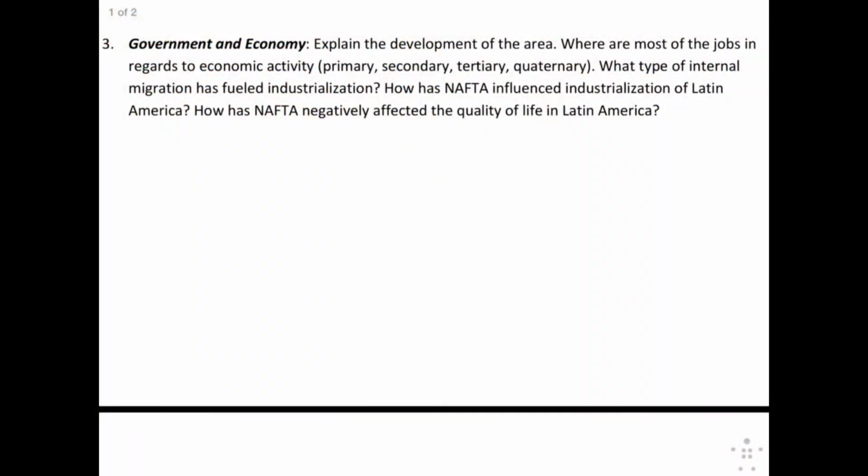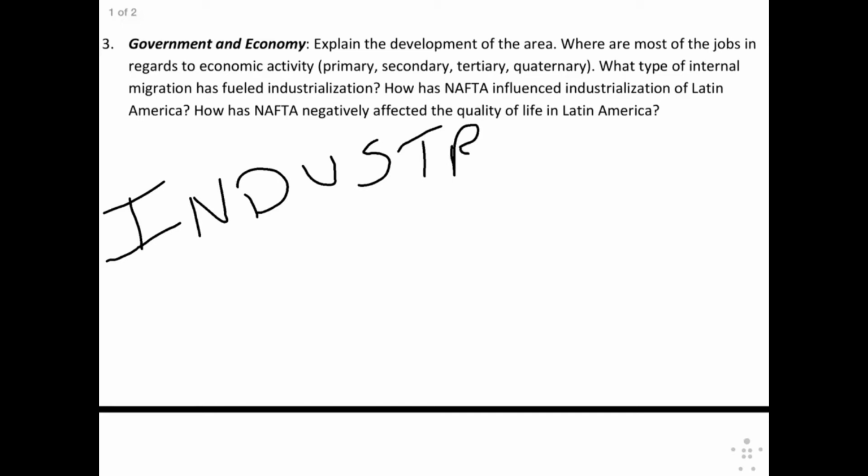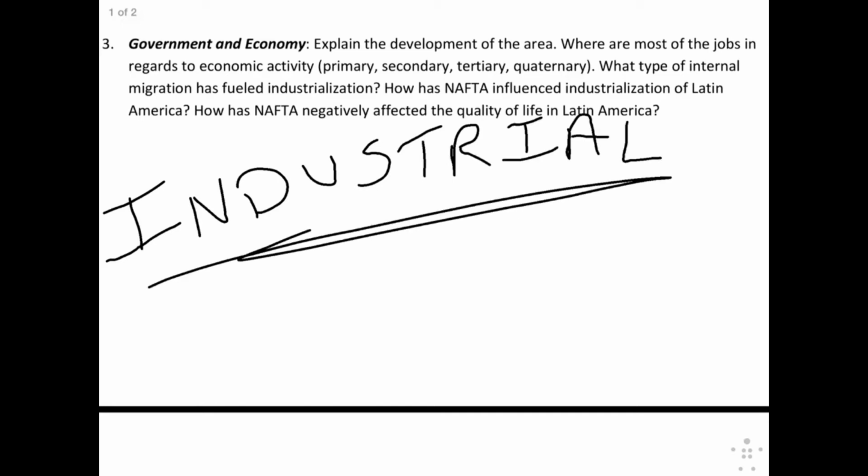Now, question number 3 is dealing with the government and the economy. First question says, explain the development of the area. Now, what's becoming more and more in this area is industrial. It's becoming a more industrialized nation, and we're seeing that more and more because of globalization.